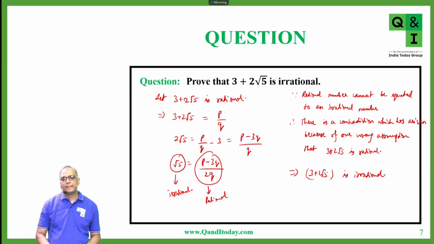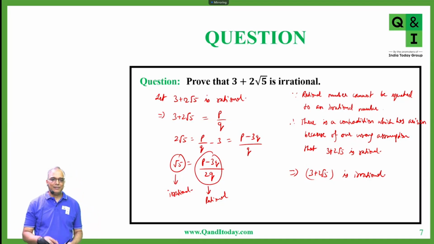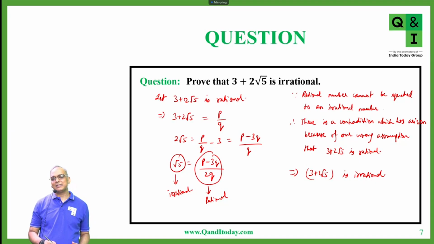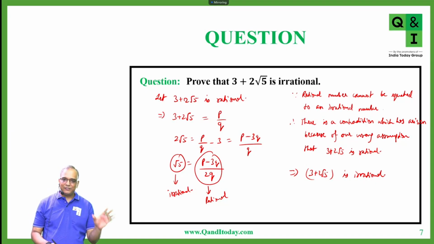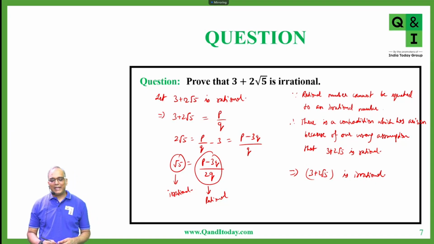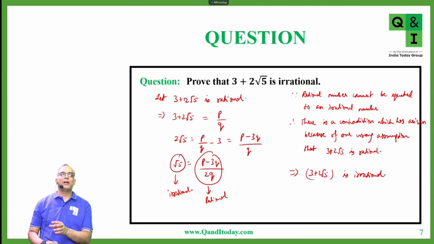Okay, sir. And in exams generally, because in NCERT they have not specifically mentioned this, but in exam they specifically mention this also, that prove that 3 plus 2 root 5 is irrational, assuming that root 5 is irrational.